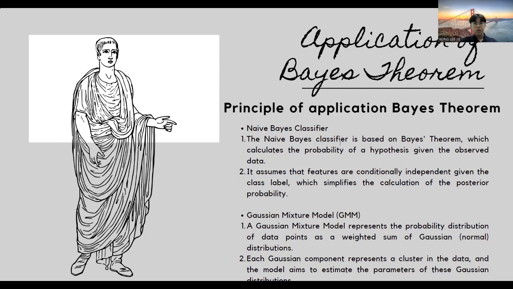Next is the Gaussian mixture model. A Gaussian mixture model represents the probability distribution of data points as a weighted sum of Gaussian distributions. Each Gaussian component represents a cluster in the data, and the model aims to estimate the parameters of these Gaussian distributions.